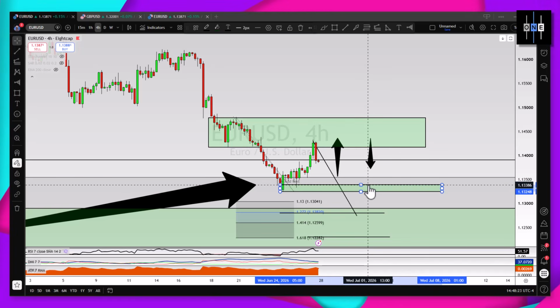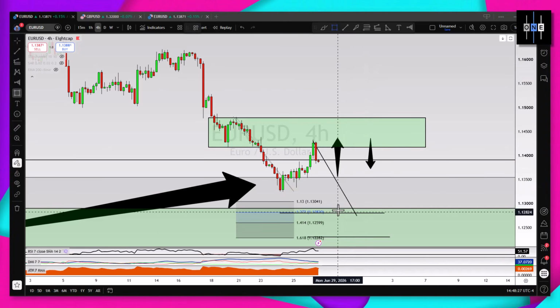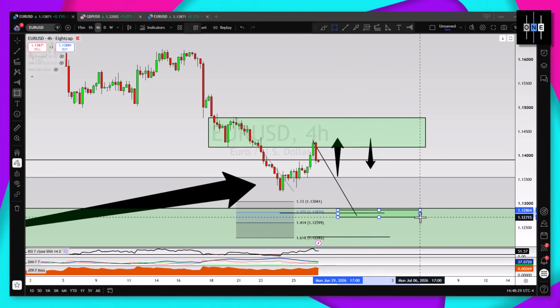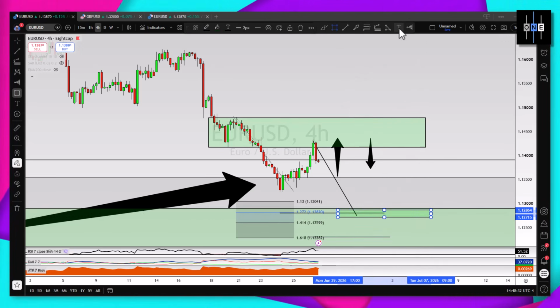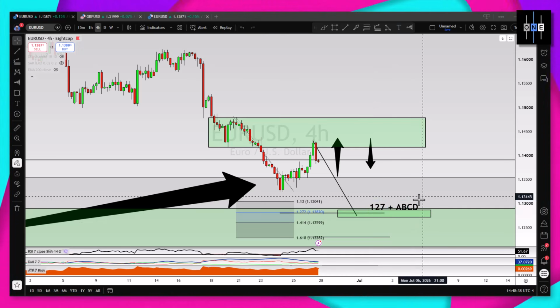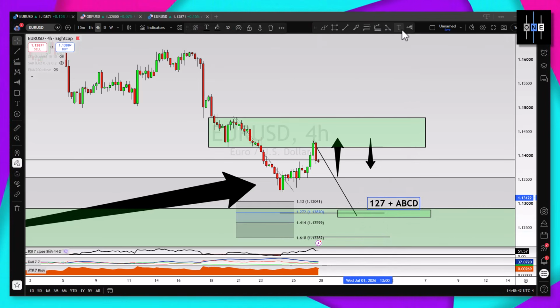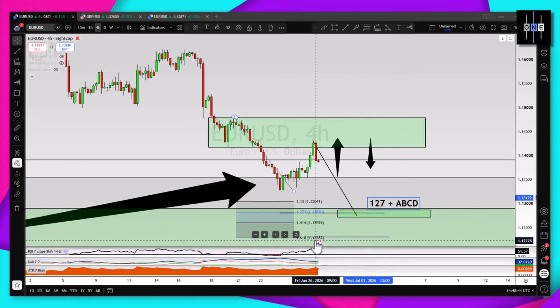But if you're allowed to shoot for extensions, I would say zone 1 is going to be right here around this 127 and this AB equals CD pattern. So let's write this in. We have a 127 plus AB CD at zone 1. I would say zone 2, we have this 1618 Fibonacci extension.